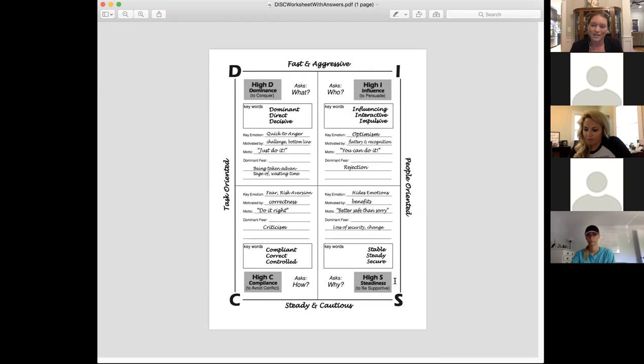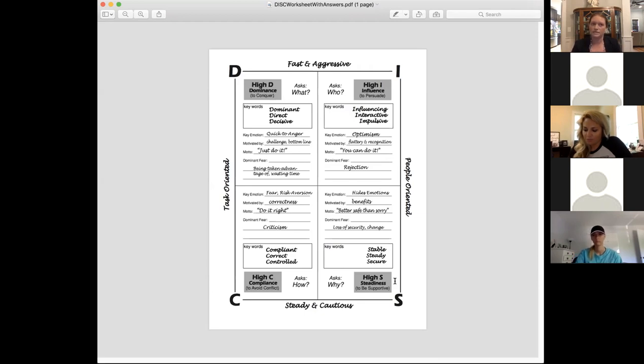Funny thing is, their key emotion is hiding their emotions. So I always tell people, if you're not sure who you're in the room with, you're probably in the room with a high S. They're motivated by the benefits. They want to know what the benefits are. It goes back to that why question. They're motivated by what is the background behind this?